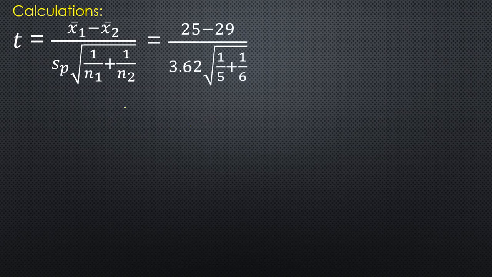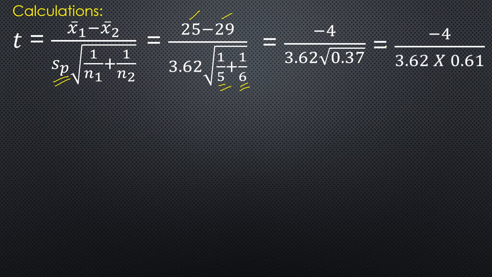Now, this is 25 and 29. Then SP we have got here. 1 by n1 is 1 by 5, and this is 1 by 6. Then we are going to substitute minus 4 divided by 3.62. If you do the calculation, I am getting one value here for t.